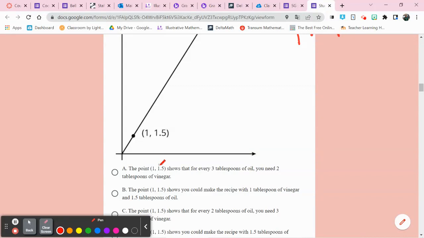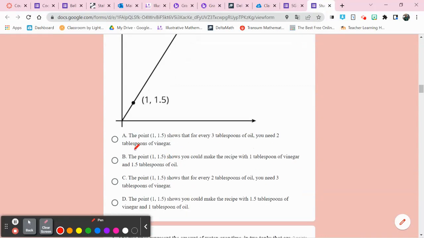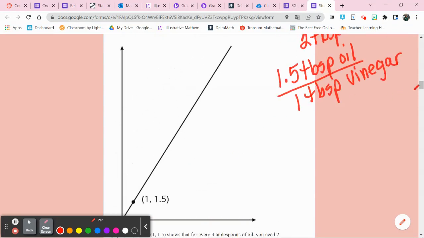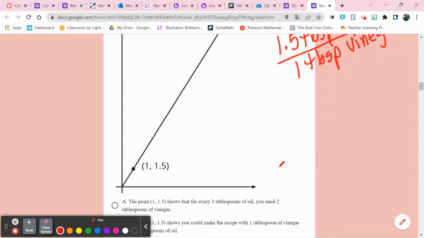The point (1, 1.5) shows that for every 3 tablespoons of oil, you need 2 tablespoons of vinegar. That doesn't explain the point. It is correct, but it doesn't explain 1 and 1.5. B, the point when x is 1, y is 1.5 shows you could make the recipe with 1 tablespoon of vinegar and 1.5 tablespoons of oil. Is that correct? 1 tablespoon of vinegar and 1.5 tablespoons of oil. It's correct. All they did was turn them around.